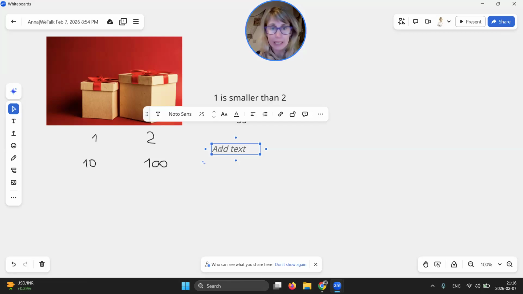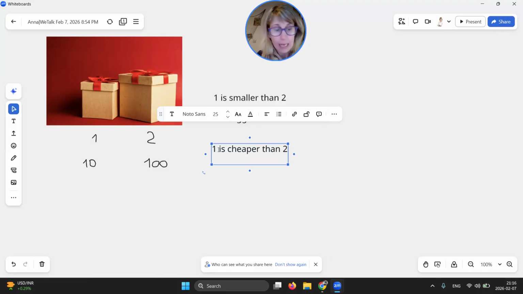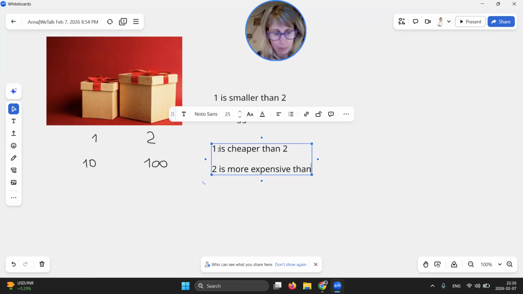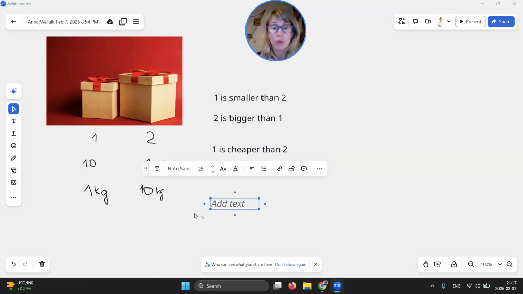And then we can say that gift number one is cheaper than number two. And number two is more expensive than number one. Let's imagine that we also know that gift number one is only 1 kilo, while gift number two is all 10 kilos. And we can say that number two is heavier than number one.